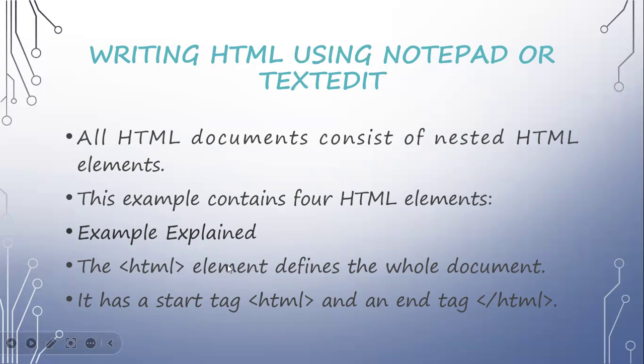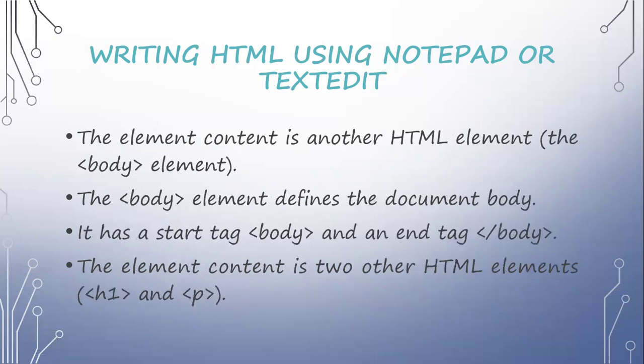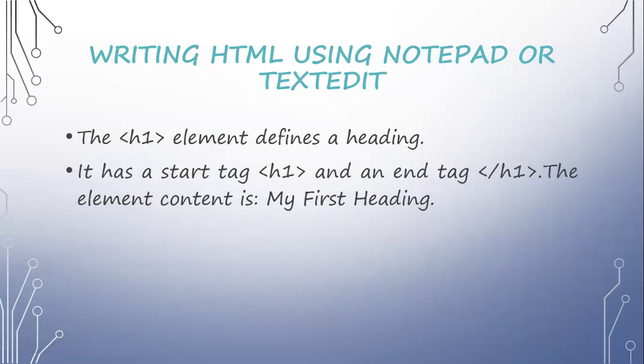Example explained. The HTML element defines the whole document. It has a start tag, HTML, and an end tag, HTML closure. The element content is another HTML element. For example, the body element defines the document body. So it defines the whole body of the document. It has a start tag, that is the body, with the open signs of the HTML tag, then an end tag that closes the body. The element content is 2 other HTML elements, as you can see here, the H1 and the p. The H1 element defines a heading. It has a start tag of H1 and an end tag of H1 closure. The element content is displayed as my first heading.